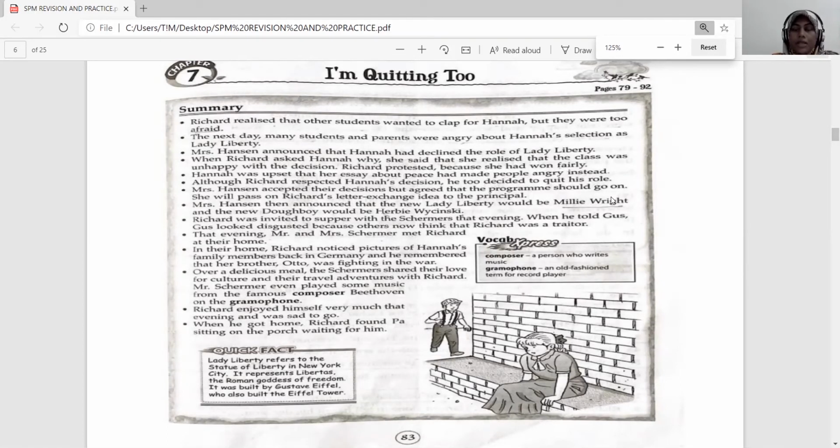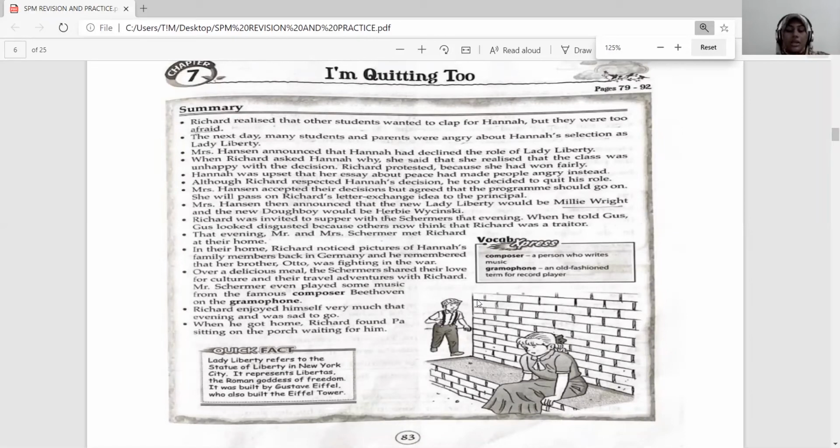Last week we finished chapter 5 and chapter 6. What happened in chapter 6? Can anyone tell me briefly? Do you all still remember? Chapter 6 is about the patriotic program. Remember that Mrs. Hanson announced in school that those who win the essay competition would take up the role, and Hannah and Richard got the role. So it's about the Lady Liberty. During lunch, the other classmates were discussing that even if Hannah won the competition, she should not be the Lady Liberty because she does not belong to us.